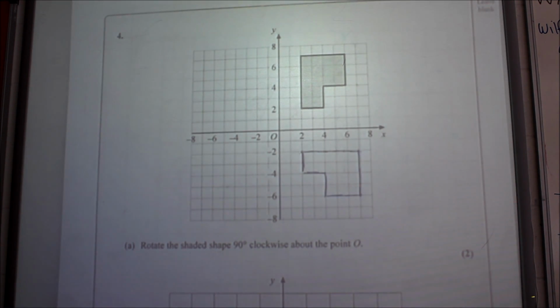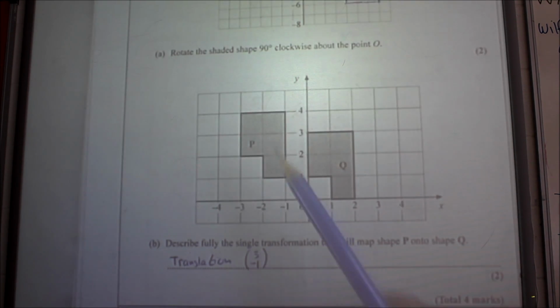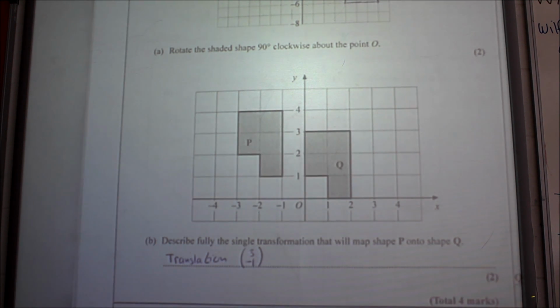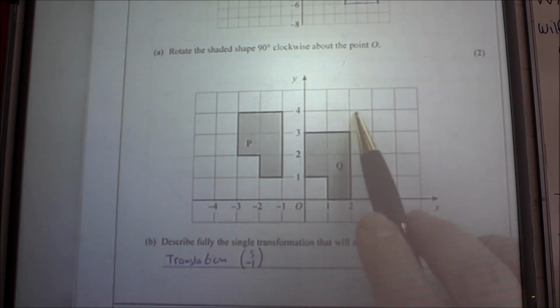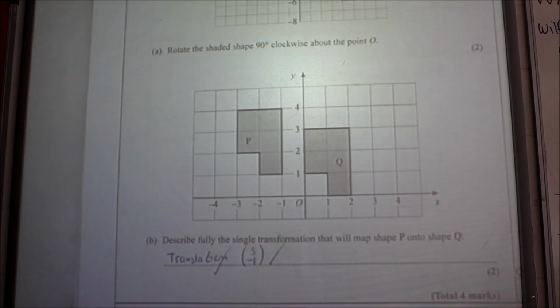Describe the single transformation that will map shape P onto shape Q. Shape P to shape Q. It's going to be a translation because it's been slid over, or slid over is more accurate. You've moved it across 1, 2, 3. Then you moved it down 1. So that's 3, -1. 2 marks. 1 mark for translation. 1 mark for the translation vector.